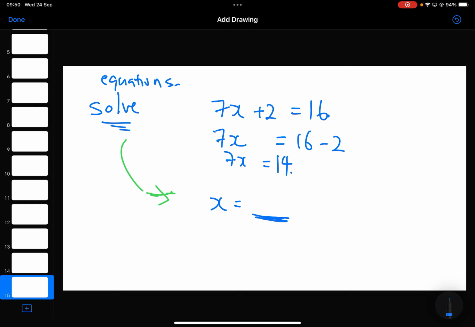If 7x is 14, what is x? From 7x to become x, I need to divide by 7. So when I divide 7x by 7, I can get x. Then because I divide the left hand side, I must also divide the right hand side. Then I will get x equals 2. So I keep writing equations until I have x equals 2. So for the linear equation, it is just like that, very simple.